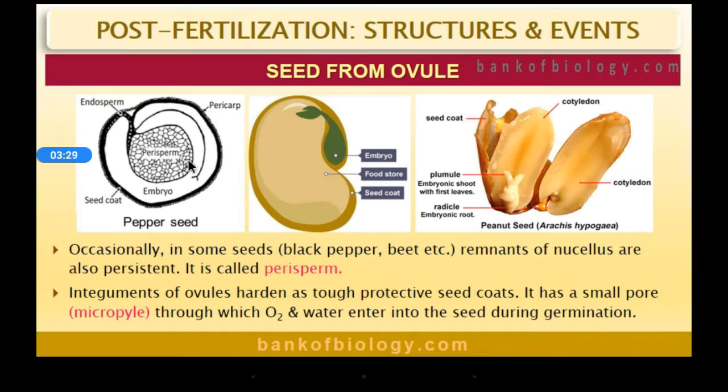The integuments of the ovules harden. Integuments are the protective envelope around the ovule. That protective layer hardens and forms the tough protective seed coat. That is how the seed coats are developed. It has a small pore, the micropyle, through which oxygen and water enter into the seed during germination.